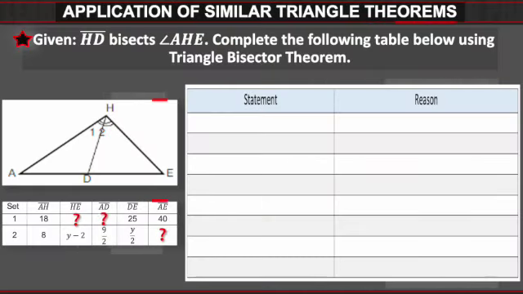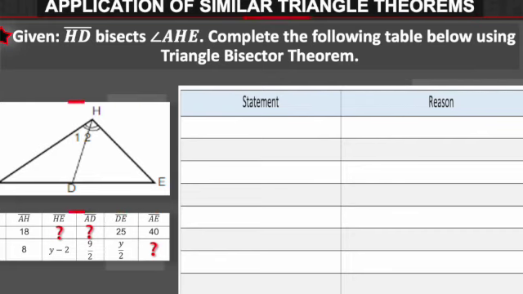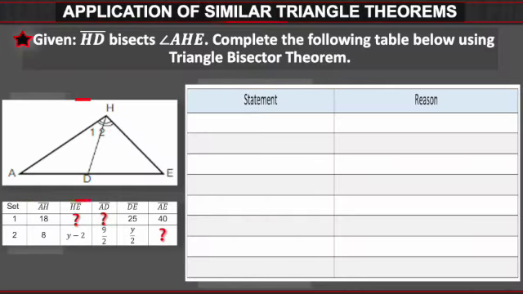Ito ating lesson. Let's try this one. Application of similar triangles. I have here an example. Given line segment HD bisects angle AHE. Complete the following table below using the triangle bisector theorem. Again, kanina we actually reviewed the triangle bisector theorem in our review part, and I also gave you the words similar triangles. Nagbigay ako ng example doon sa review natin kasi yun yung mga previous lesson natin.